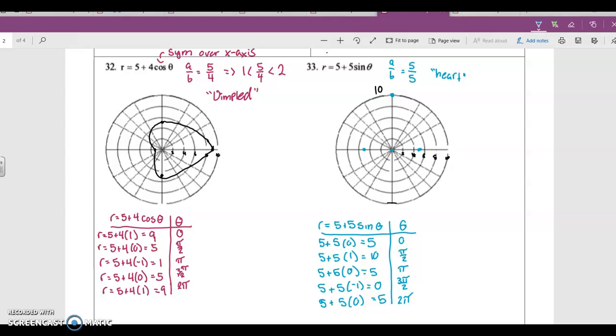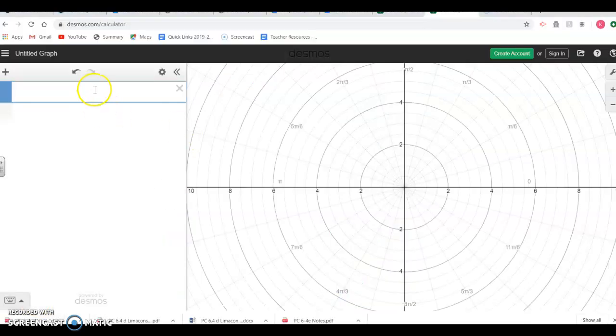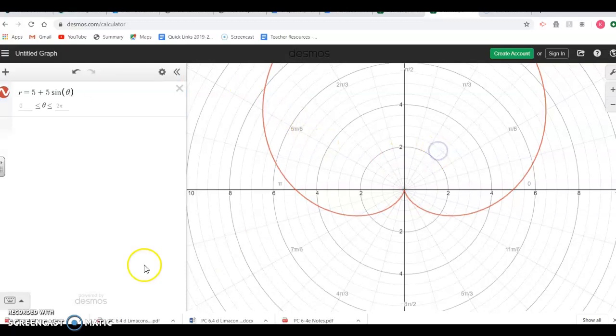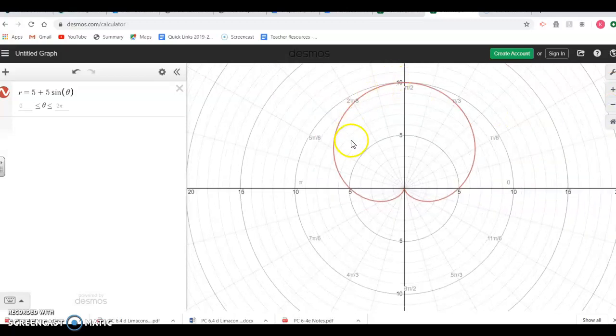So since we know that this has a heart shape, oh my goodness, that was a horrible start. We can draw this in, and it will look something like this. You know, that's really ugly. Wow, okay. So we have 5 plus 5 sine theta, and then you can go into Desmos here. R is equal to 5 plus 5 sine of theta, and it will give you a very similar graph. That's just a lot prettier than mine. So you can always check your answers on Desmos.